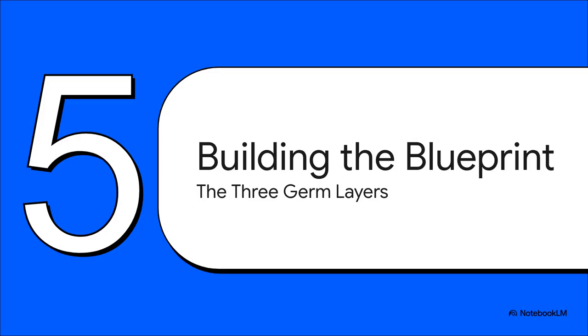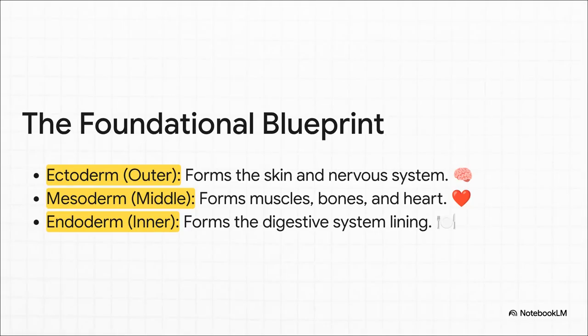So, what's the grand finale of all this folding, rolling, and migrating? What's the point? Well, it's nothing less than the creation of the fundamental blueprint for the entire organism. This is where the magic really happens. This blueprint is made of three primary layers, what we call germ layers. First, you have the ectoderm. That's the outer layer. It's going to become our skin and our entire nervous system.